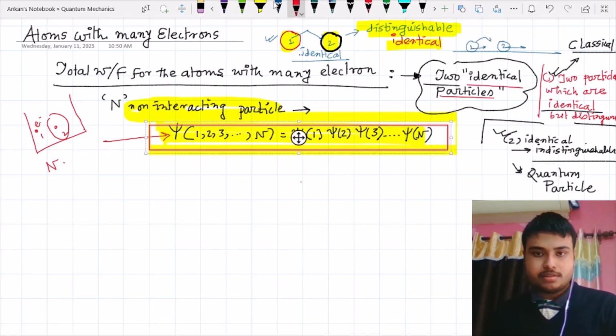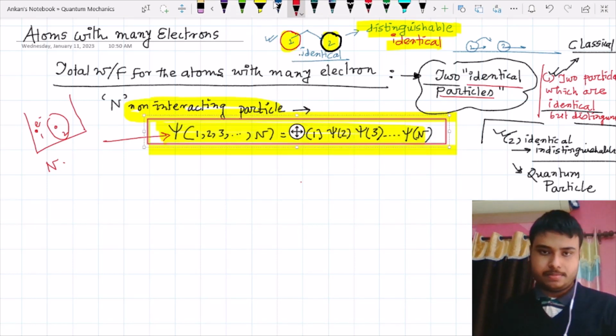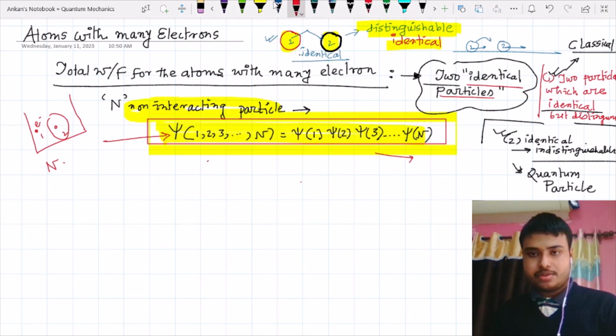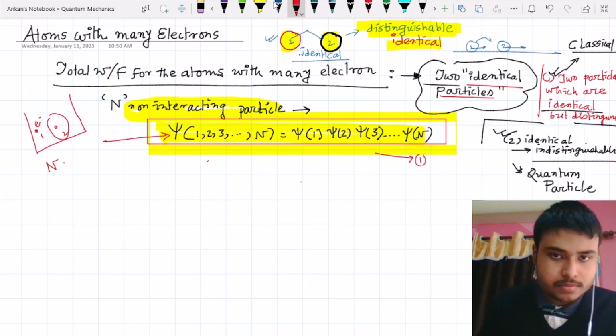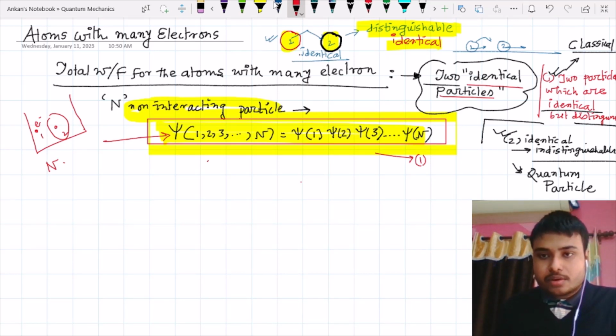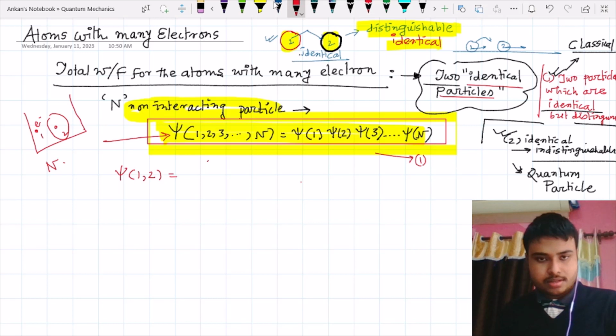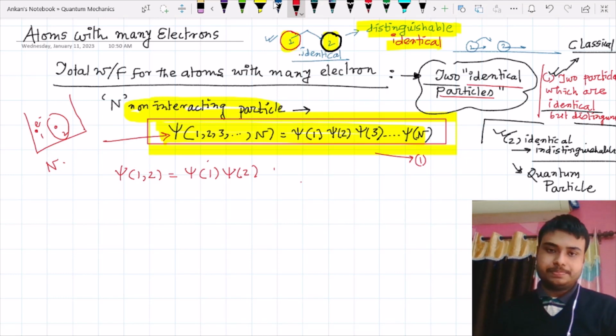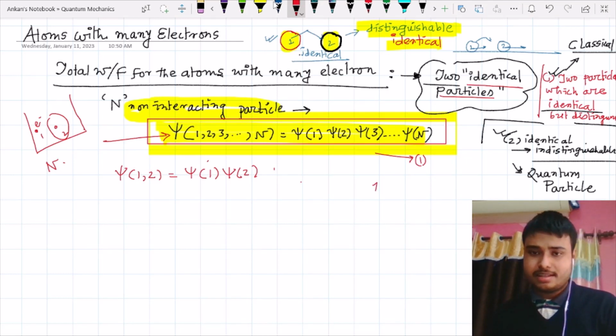This will become a helpful equation. Okay. Named it as equation 1. Now let's proceed. If we consider only two identical particles, then we can write psi 1 2 as psi 1 psi 2.